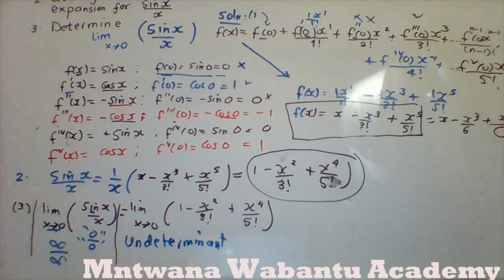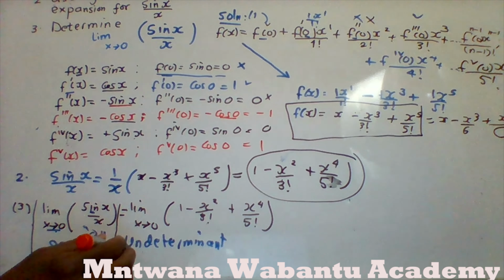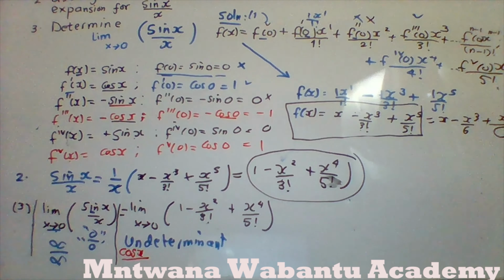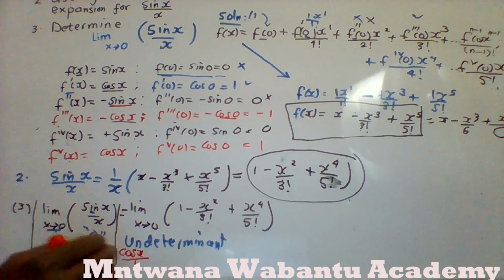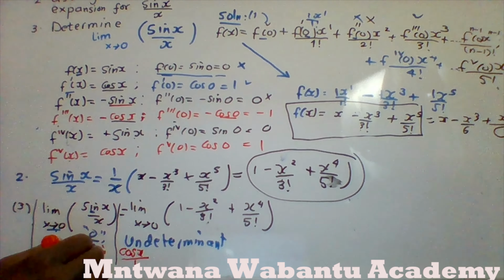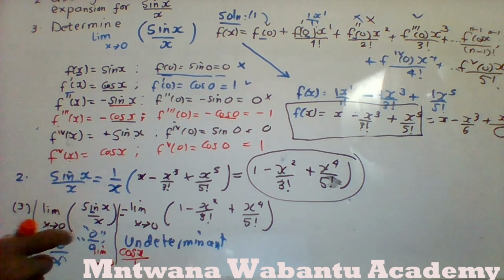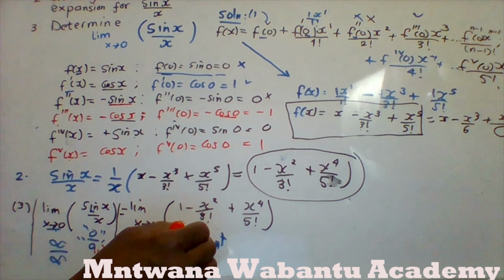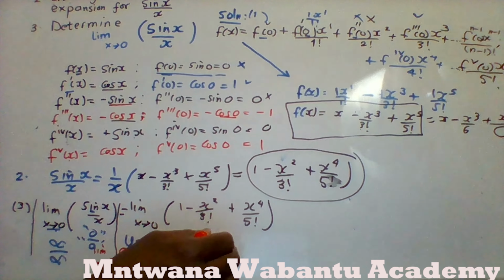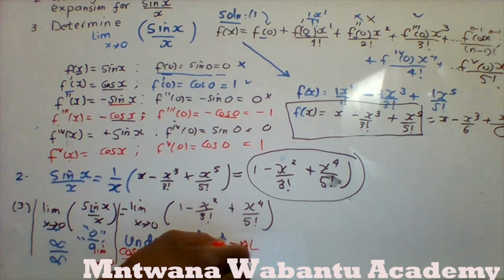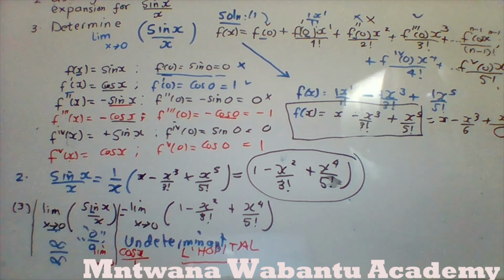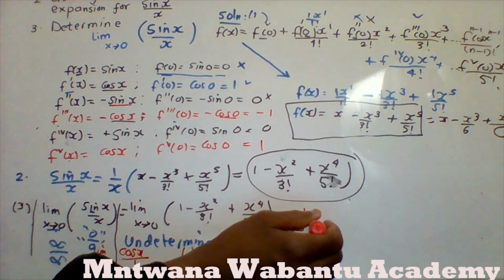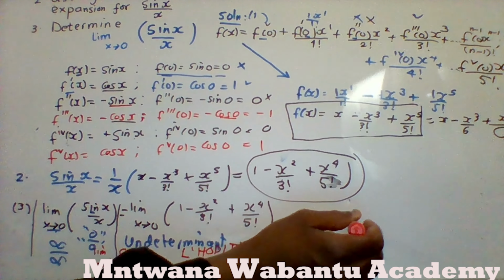So now let's differentiate the numerator and denominator separately. When you differentiate sine x, you get cos of x. So this gives us cos of x over, when you differentiate x, you get 1, and we still have our limit as x approaches 0. This is L'Hopital's rule.